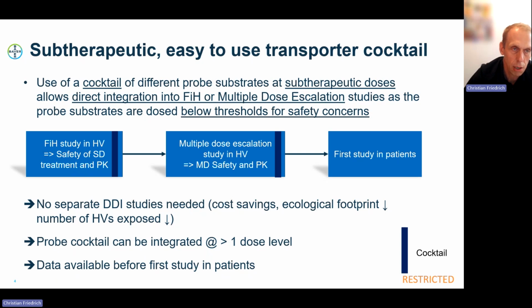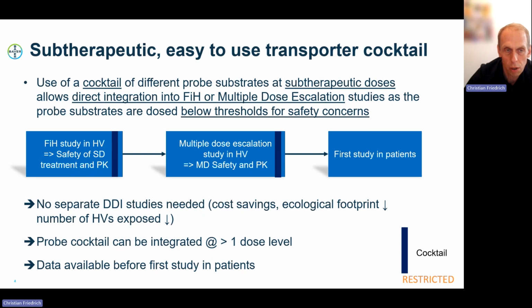And that's how it would look. It would be directly implemented, shown by this dark blue bar here, in either the single or multiple-dose study. And the advantage is that we have no separate drug-drug interaction studies needed. It's directly integrated in the dosing in the studies.